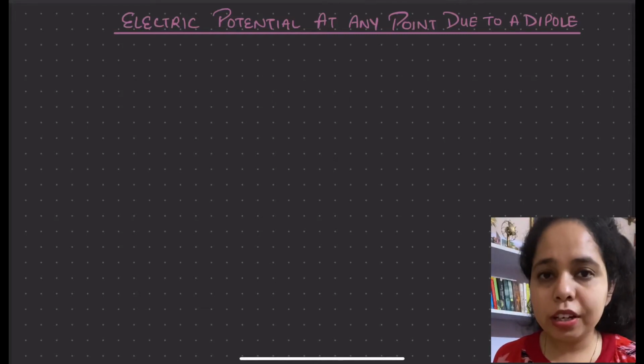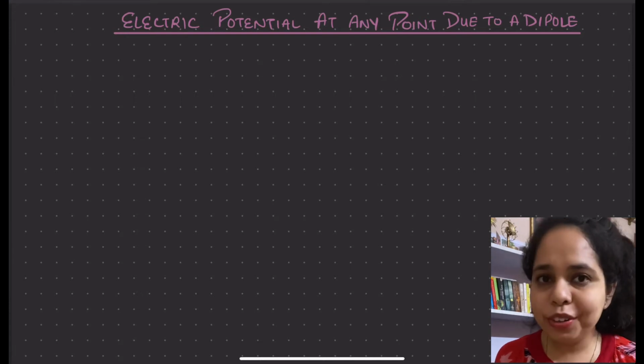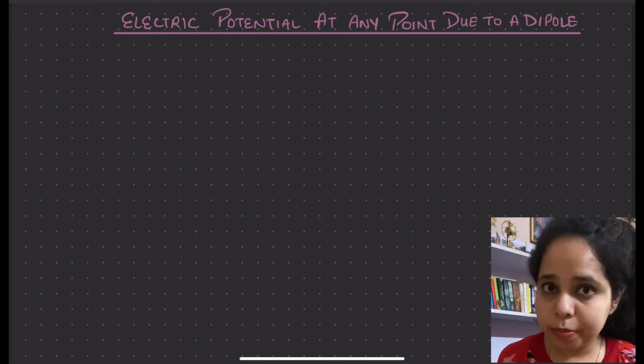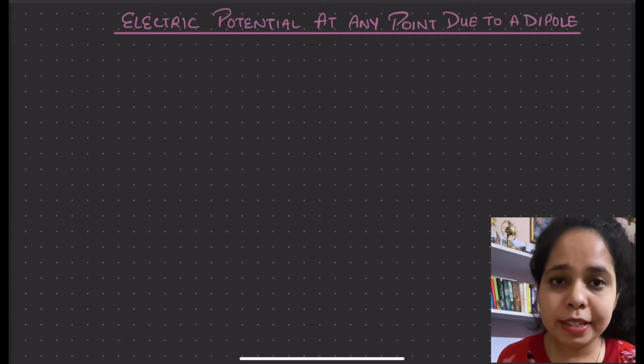This is Unit 1 Electrostatics. The topic we are going to discuss is to find the value of electric potential at any point due to a dipole. So without wasting a moment, let us step into the article straight away.